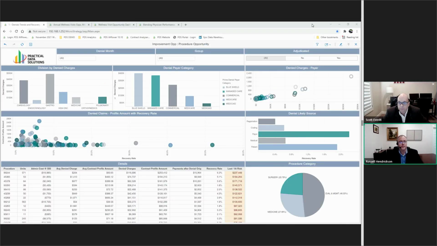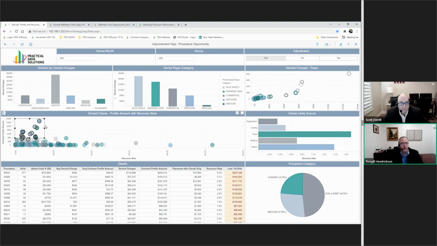So let's go ahead and take a look at a visualization. This one is a little more complex. We're looking at denied charges by division. We're categorizing our different payers. We're even looking at denials by payer in a scattergram here. But where I want to focus you is this middle chart. What we're looking at is the contracted profile amount based on the volume of services. So this is actually how many services we're performing. And then on the bottom axis, we're looking at the recovery rate. So what we're seeing is these high volume procedures that have a very low, below 10% recovery rate. This is showing us where we have potentially a lot of losses or money at risk.